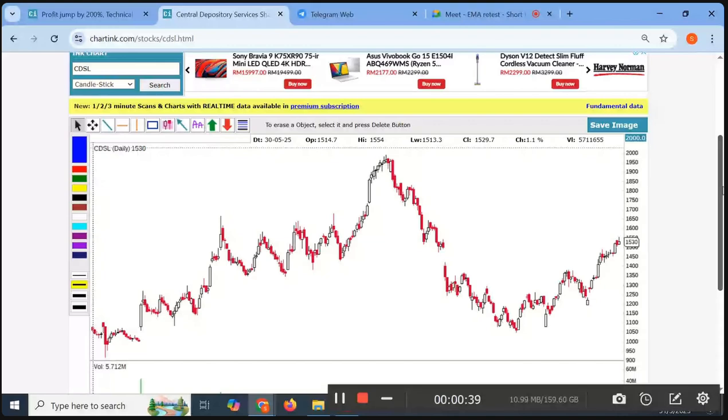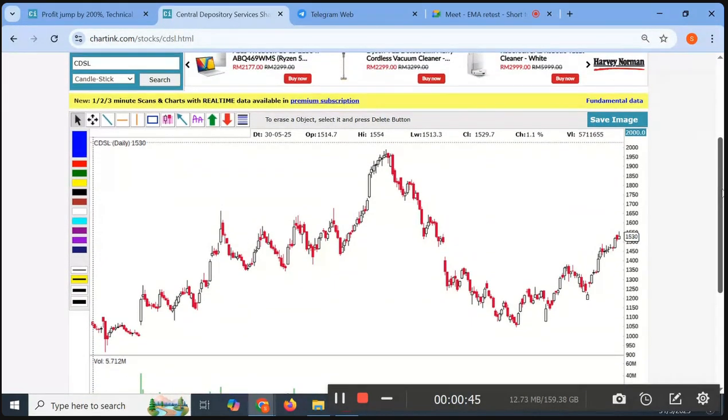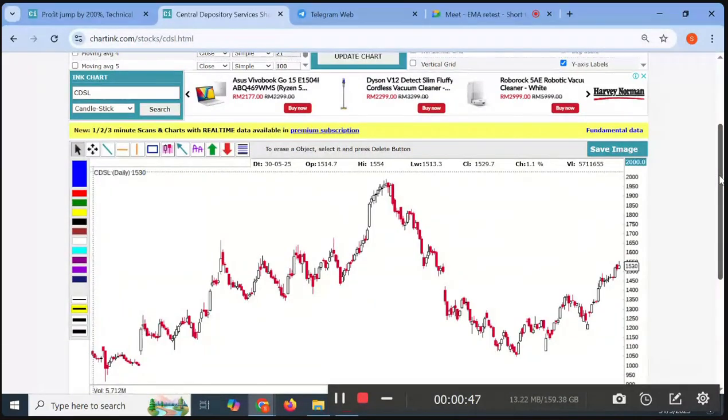Good morning, friends. So this is the chart of CDSL, and if you see, we are not sure when to buy this stock or when to exit this stock.